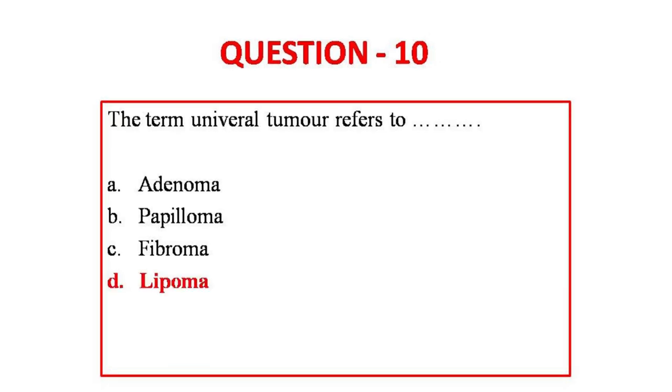So what is this lipoma? It is a slowly growing tumor composed of fat cells of adult type. They occur anywhere in the body where fat is found, and so it is called the universal tumor or the ubiquitous tumor. So in case they ask which is called the ubiquitous tumor, even then it is lipoma.